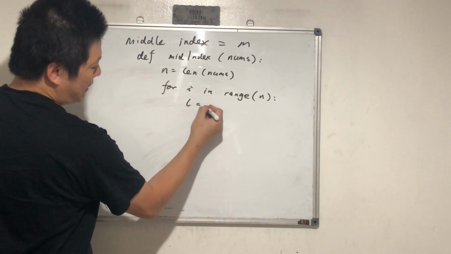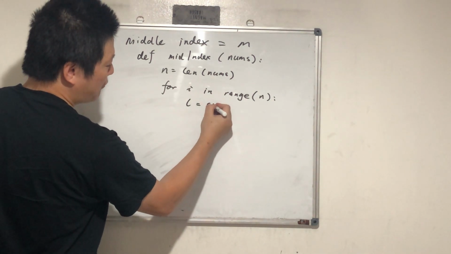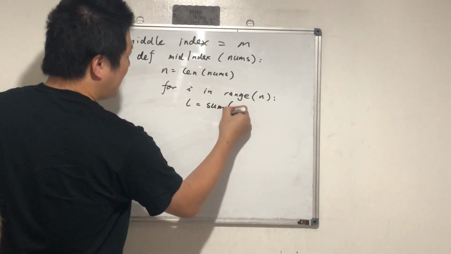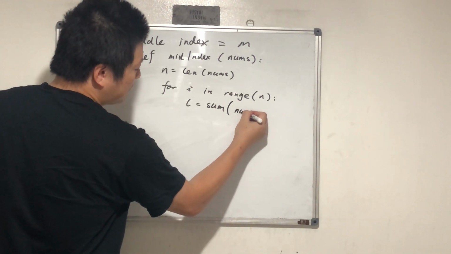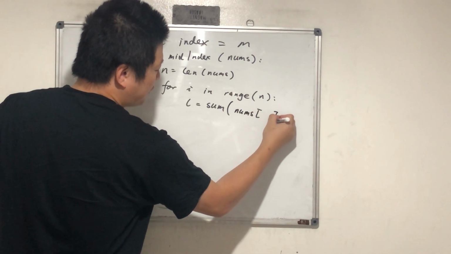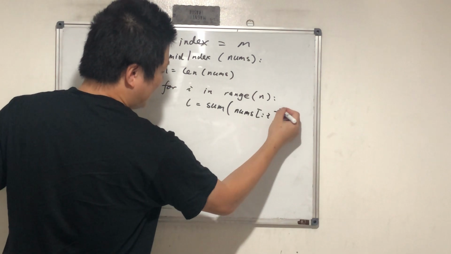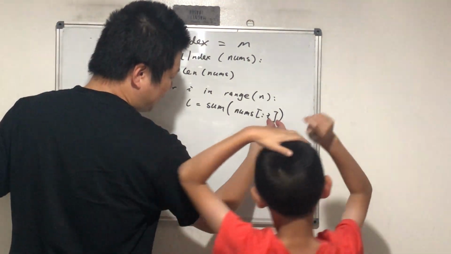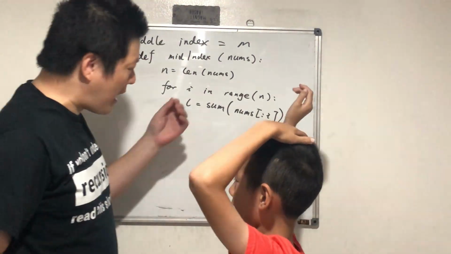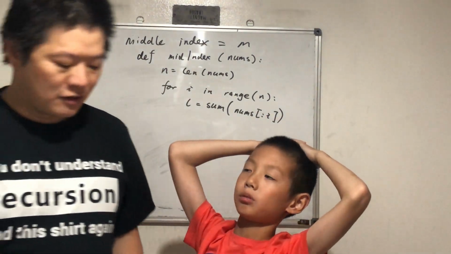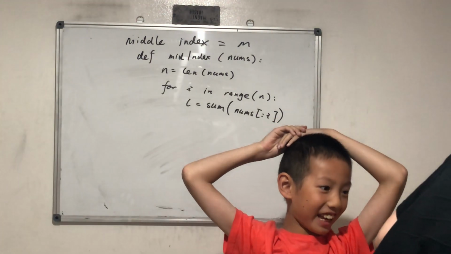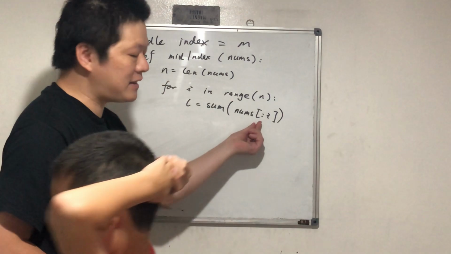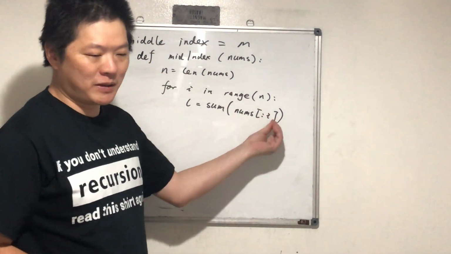The left part will be L, and it will be the sum. In Python, we use the sum function. And then the left part, nums up to what? Up to i. Normally I do i plus 1, but in this case, do I need i plus 1? No. So it's sum of nums up to i. If this is an empty array, if i is 0, it will be 0.